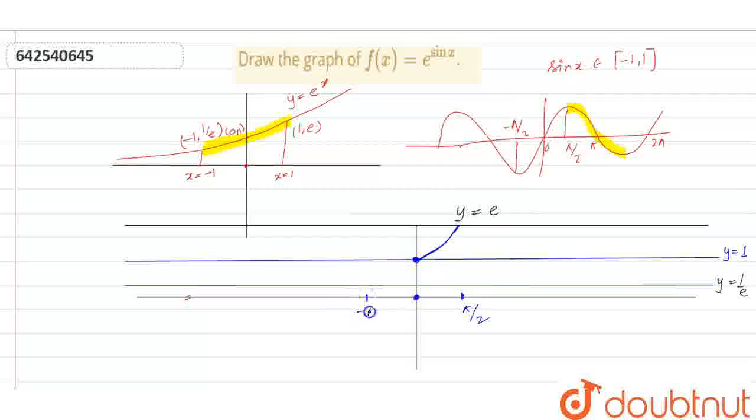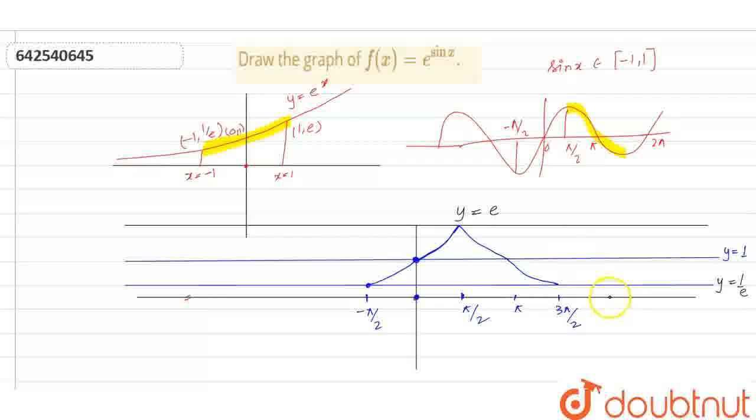Now, if we observe minus pi by 2, from minus pi by 2 to 0, at minus pi by 2, sine of minus pi by 2 will give you e to the power minus 1. So we'll get 1 by e. So the graph is from here to here, we'll get this one. Now at pi, sine pi is 0, so again we'll get 1 here. Now at 3 pi by 2, sine of 3 pi by 2 is equal to minus 1, again 1 by e at this point. Okay.